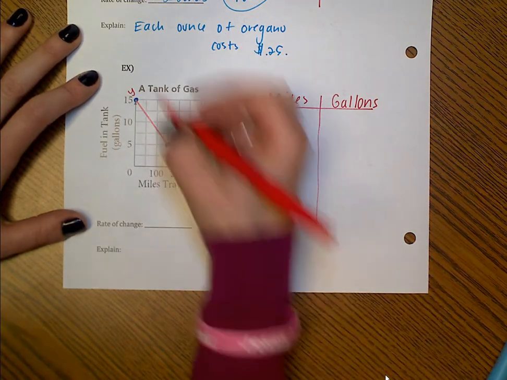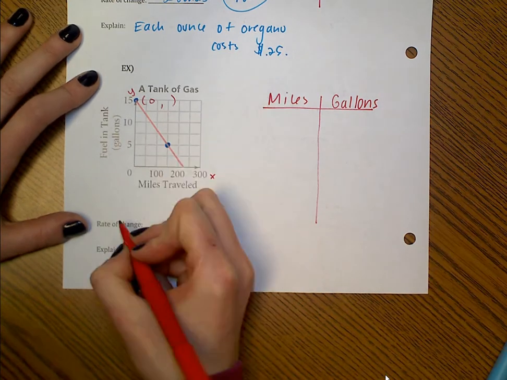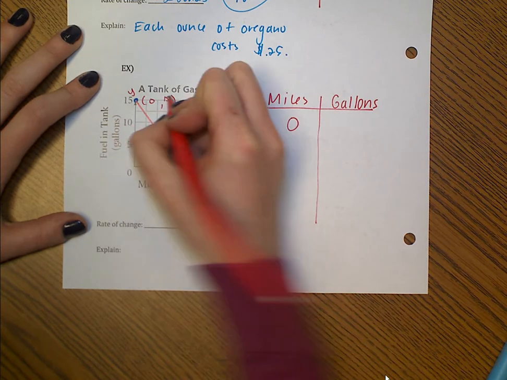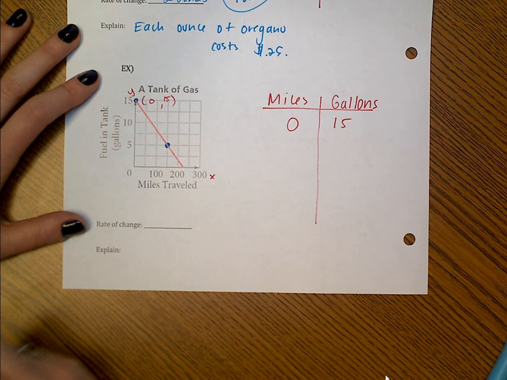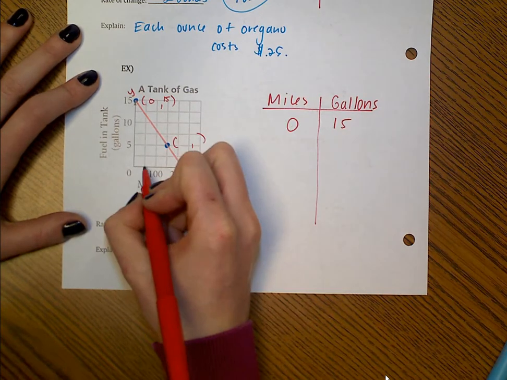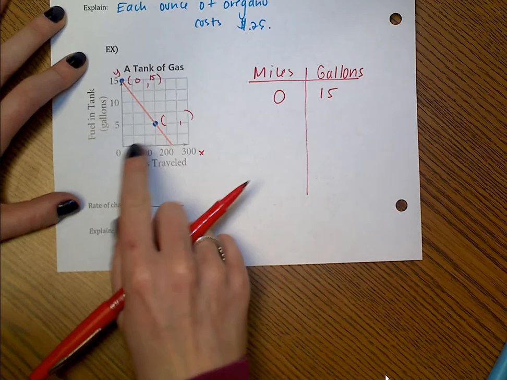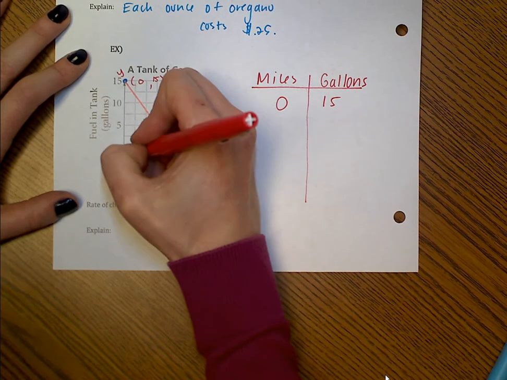This first point's a little bit easier to see. You don't go left and right. So I haven't driven any miles at all. And I've got 15 gallons in my tank. This point, though, it looks like you go right, 1, 2, 3, but take note of the scale. Going right, 2 is actually 100. So halfway between that would be 50.